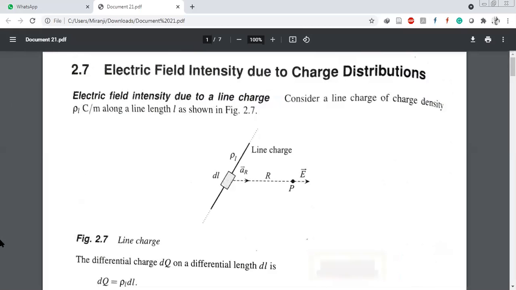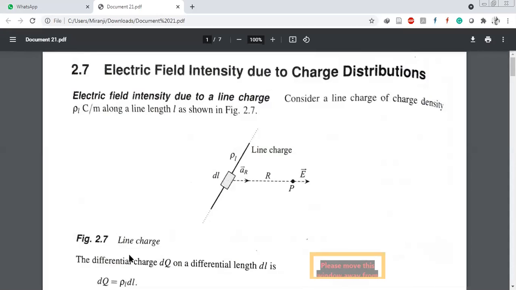Now, when we consider the electric field intensity due to line charge, consider a line charge of a charge density with the length L. This is the line. Here again the same concept. How do we find the number of current poles from Eluru to Hyderabad? For every 1 kilometer, how many poles are there? Here also the same. That is the differential length.